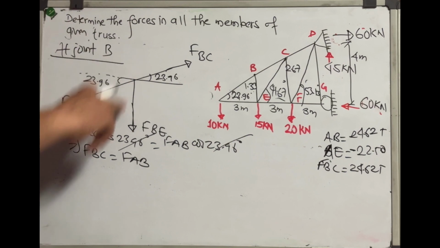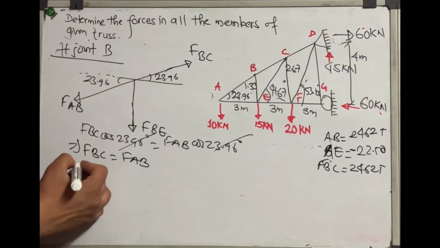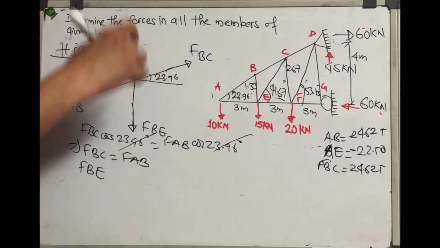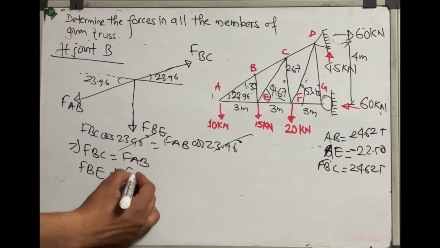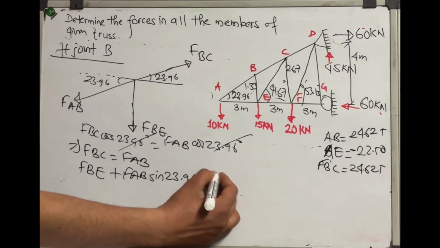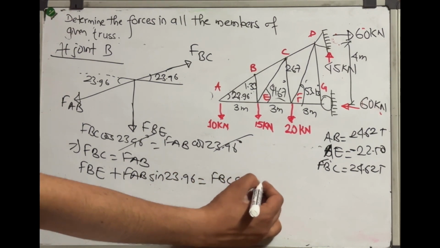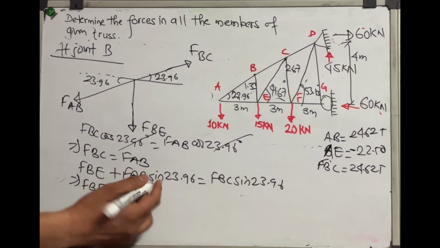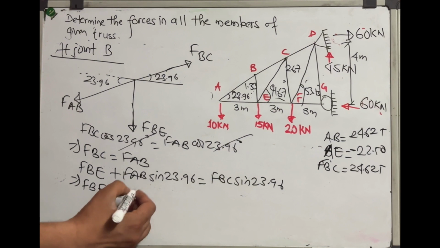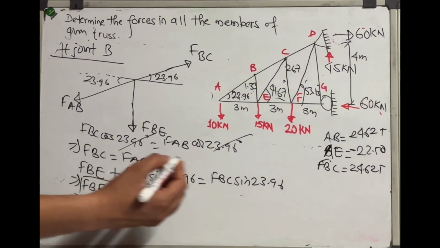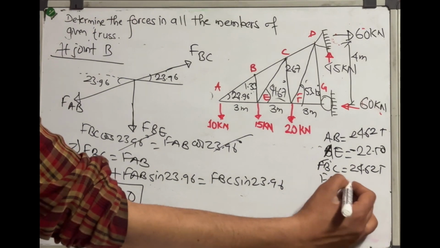So use the equilibrium equation in y direction. Then FBE, if you take downward direction as positive, FBE plus FAB sine 23.96 is equal to FBC sine 23.96, right? So in this case, you subtract this value, they are equal, so FBE will be coming out to be 0, right? So this is a zero force member. FBE is zero force member.